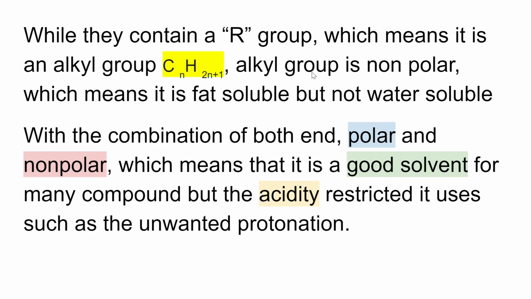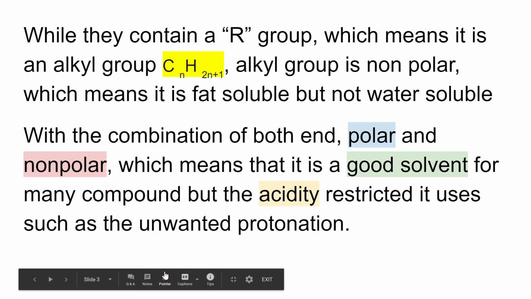The alkyl group is nonpolar, which means it is fat soluble but not water soluble. With the combination of both polar and nonpolar parts, it is a good solvent for many compounds, but the acidity restricts its use, such as through unwanted protonations.